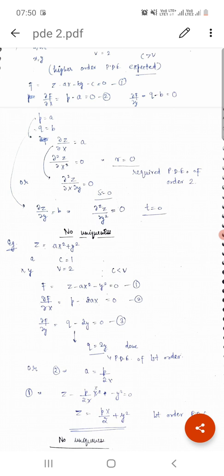We do not need to use the first two equations. We do not need to find further second order derivatives at all. We have already eliminated the one and only one arbitrary constant that was present. So q equals 2y is the partial differential equation of first order. We can do the same thing using the second and first equations also. In all three cases, what we get is a partial differential equation of first order. That means there is no uniqueness.